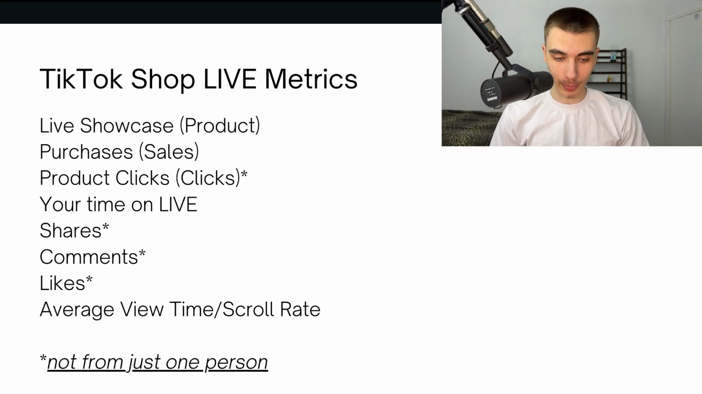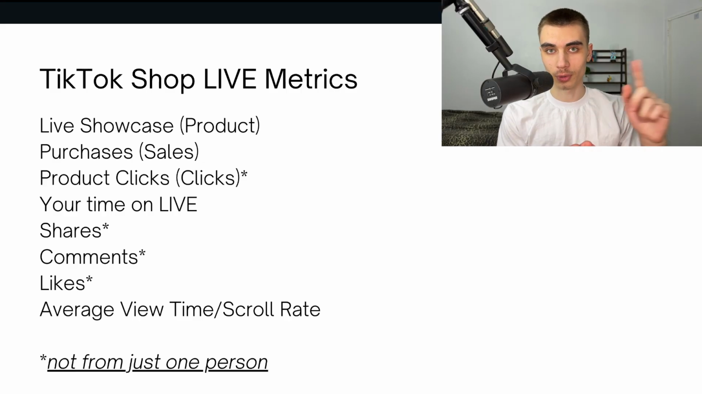So, TikTok Shop live metrics. You have live showcase, the products that you actually added to the live. Not your account showcase, but live showcase. Next is how many sales you made, your purchases, how many people actually bought products from your live. Product clicks, how many people just clicked on the product. Your time on live, how long you went live, 30 minutes, 40 minutes, 5 hours. Shares, comments, likes, and average view time, or scroll rate: people scroll through lives, and if they see your live, they either watch for some minutes or seconds, or they just scroll past right away.